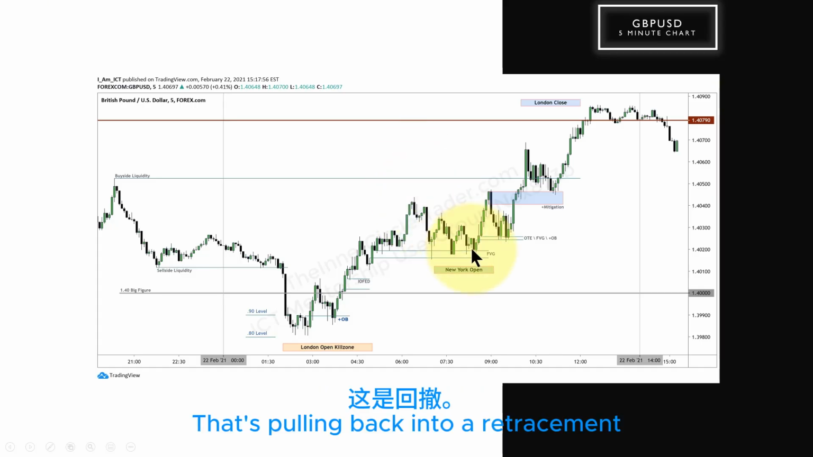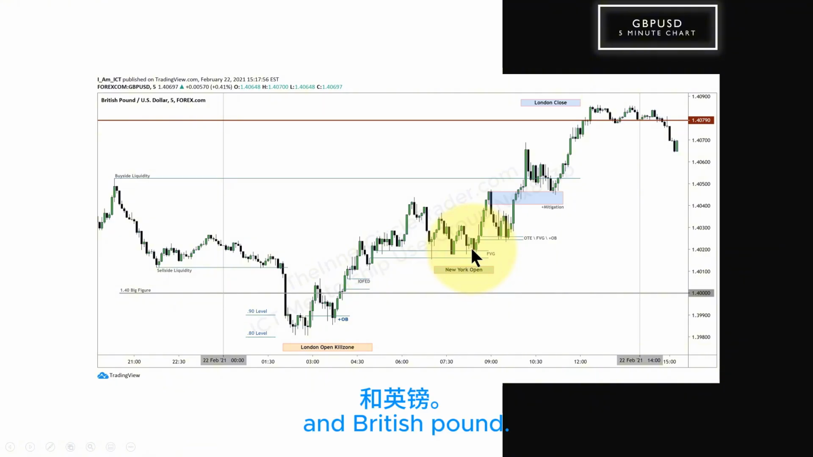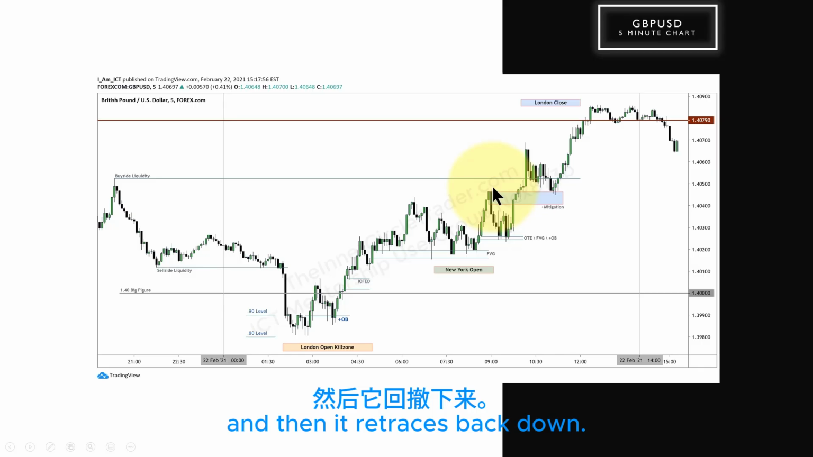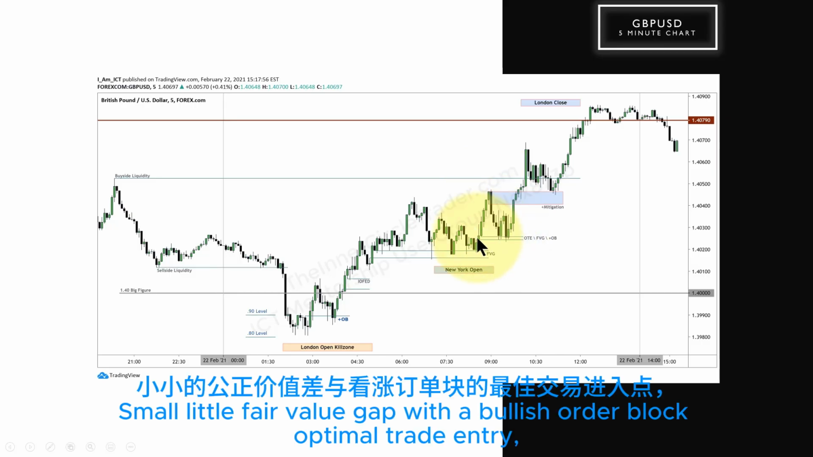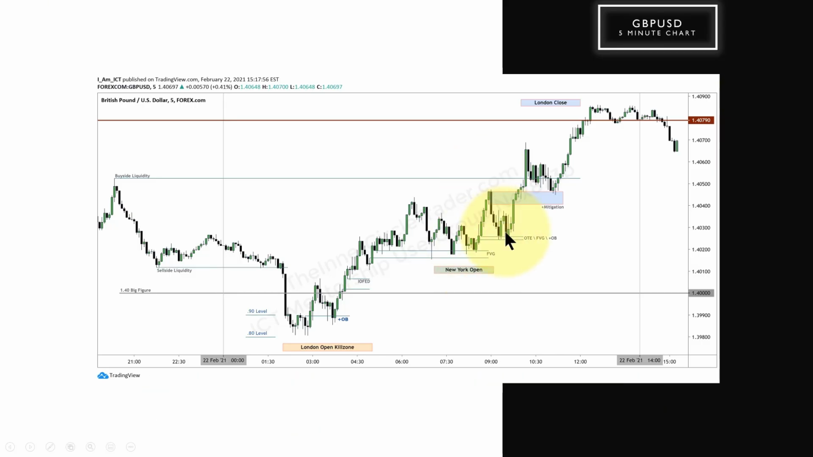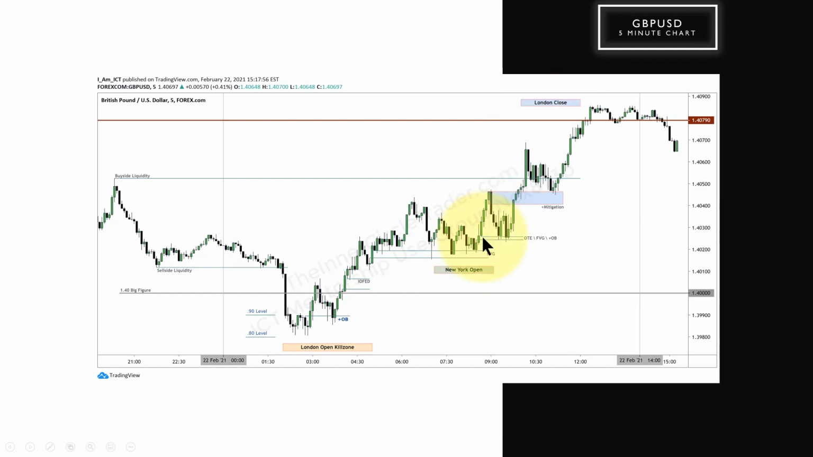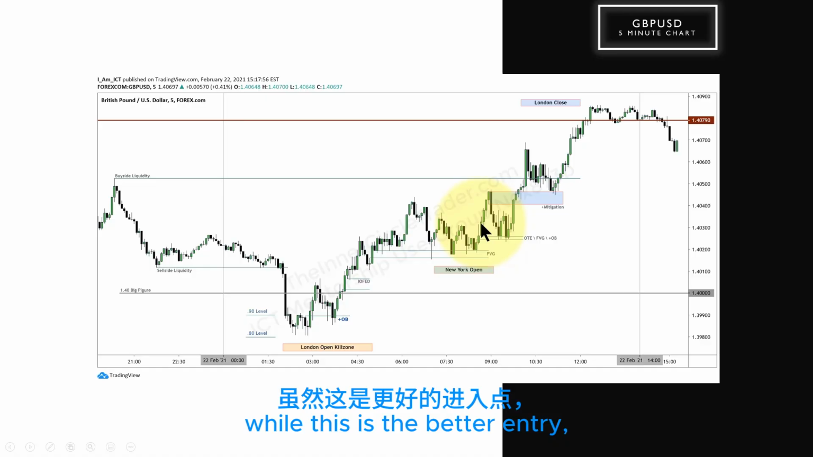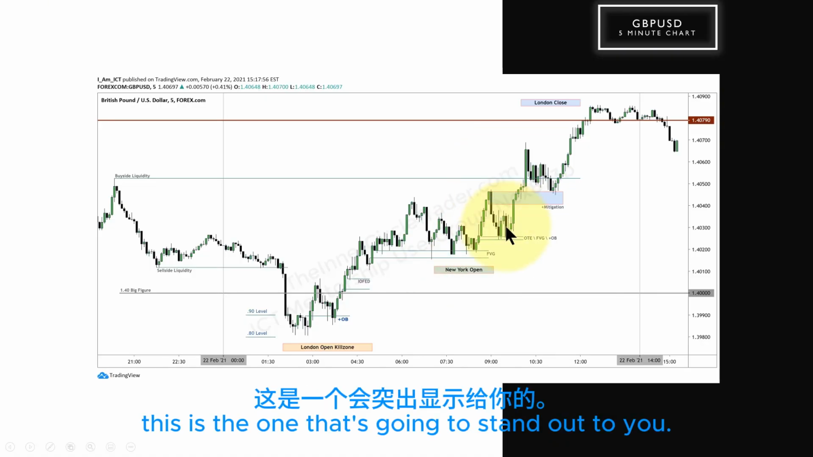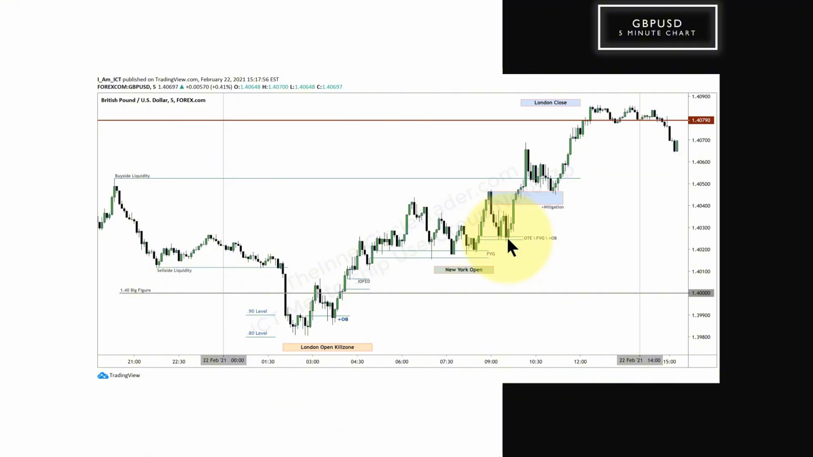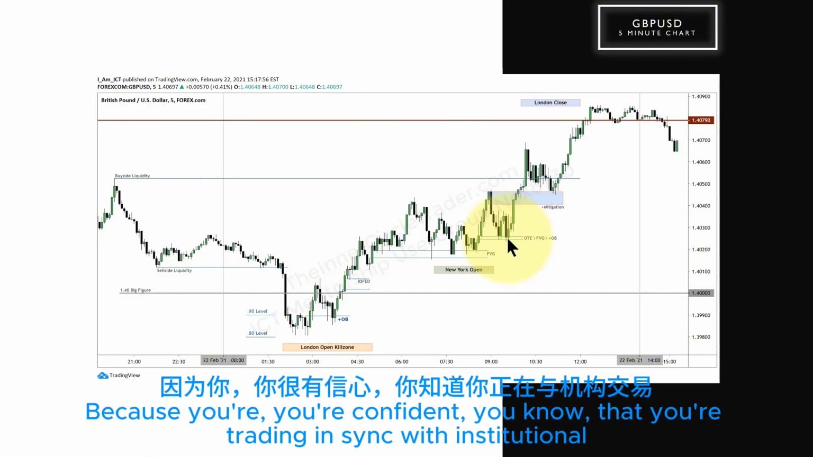So it's pulling back into a retracement, and British pound, we've been calling it higher, so we get this displacement here. And then it retraces back down, small little fair value gap with a bullish order block, optimal trade entry, but between New York Open and London close. So while this is the better entry, this is the one that's going to stand out to you. Can you use this as an entry? Yes, because you're confident, you know that you're trading in sync with institutional order flow.